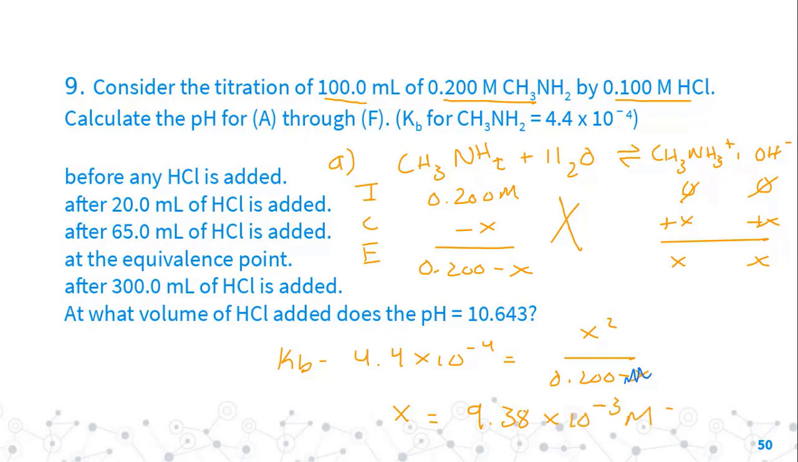And so what does that equal? It's going to be equal to our OH- concentration. Awesome, thank you. And then from there, we can just plug it into our pOH value, so negative log of that number. And we should get 2.03. And then from there, we get our pH. So 14 minus 2.03, I got 11.97.